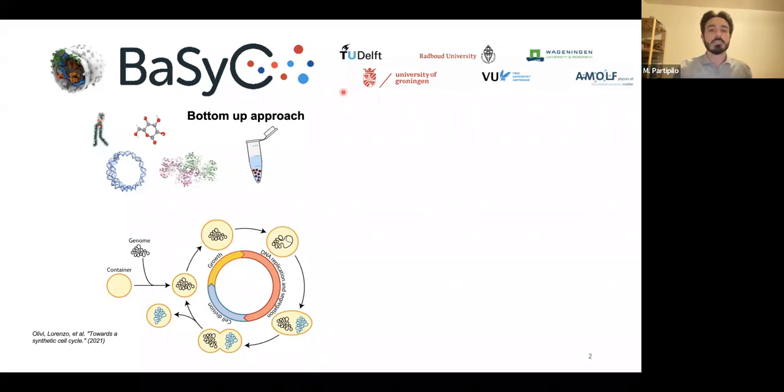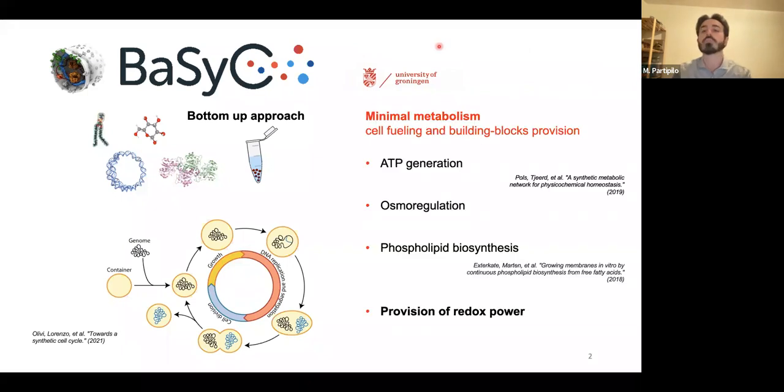Now, being a very ambitious goal, we decided to divide this task in different sub-modules. But here at the University of Groningen, we mostly focus on the construction of a minimal metabolism. This means that we are trying to find the best or most optimal way to fuel cells, not only with energy, but also with building blocks.